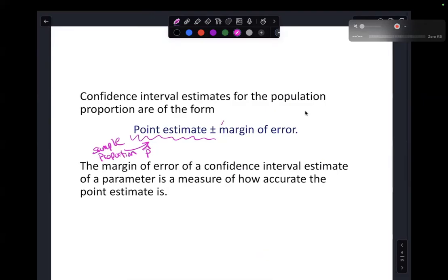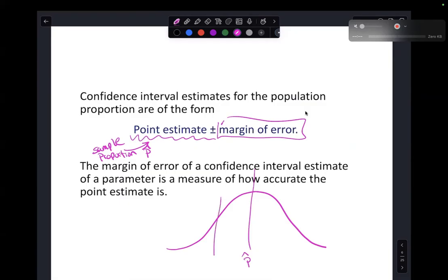The margin of error is telling me how far away from my point estimate the edges of my confidence interval are. So for example, this right here is my p hat. And then I would have a value that would extend to here and here. I will tell you how to get there when we get there. And I would say that, based on my math, I am 95% sure that the actual population proportion is somewhere in this region.